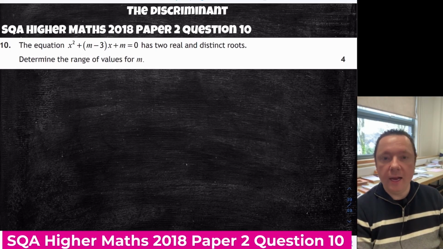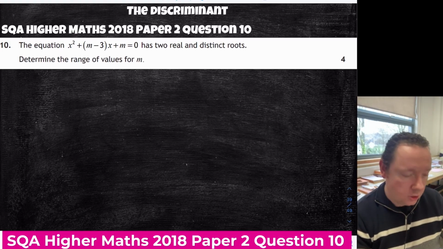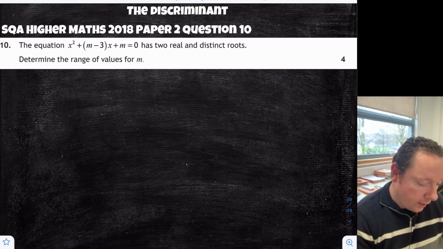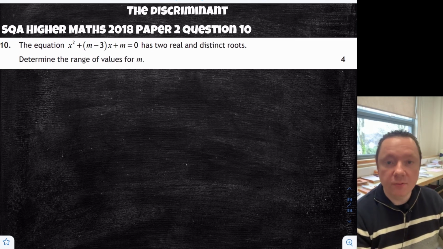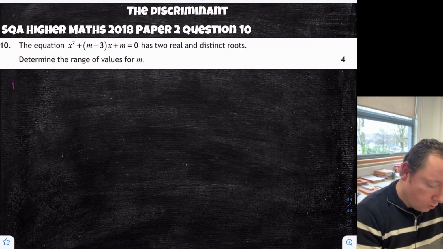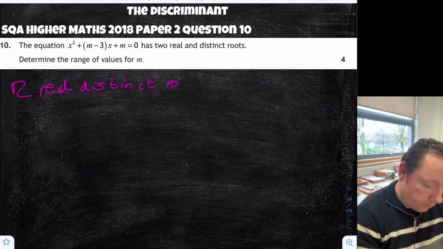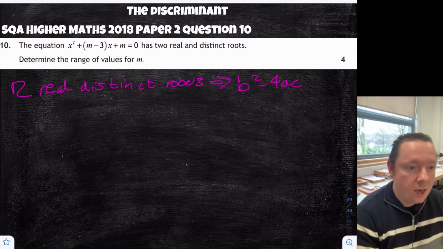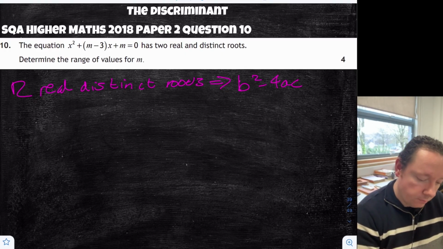Okay, the discriminant. SQA Higher Maths 2018, Paper 2, Question 10. The equation x squared plus (m minus 3)x plus m equals 0 has 2 real and distinct roots. Determine the range of values for m. So 2 real distinct roots implies that b squared minus 4ac must be greater than 0.